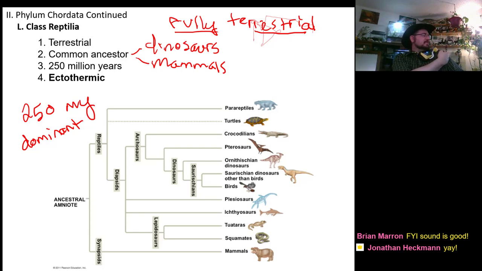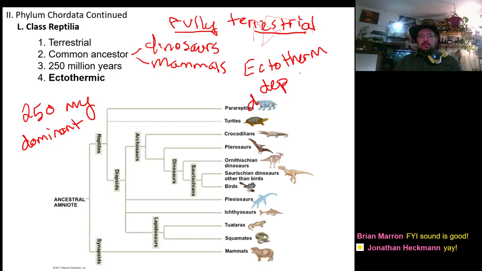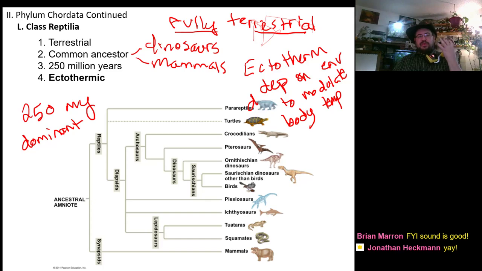A major feature of the reptiles is the fact that they are ectotherms. An ectotherm is an organism that does not have the ability to modulate its own internal temperature. So an ectotherm is dependent on the environment to modulate its body temperature. Basically, that means an ectotherm will alternate its environment between basically warm, sunny areas or cool or shady areas.